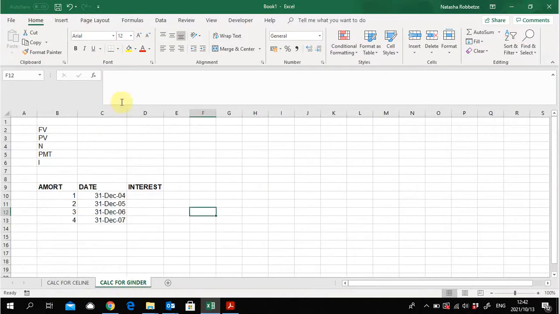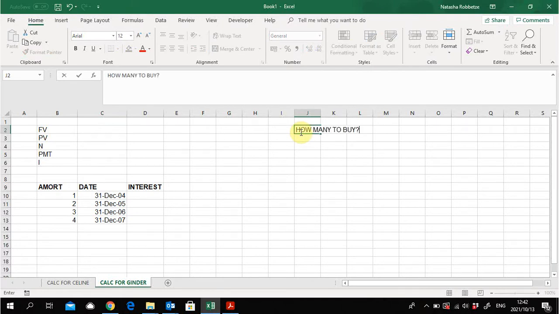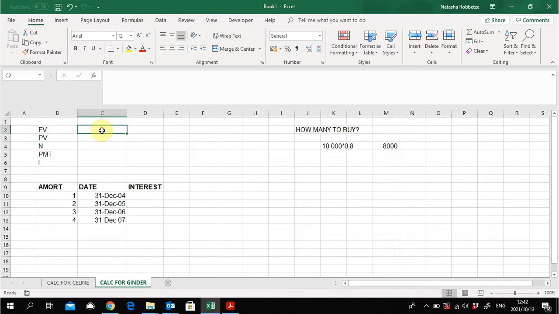For the future value of the Grindr company, we're going to say, all right, firstly, how many of the debentures did they buy? So I'm just going to first ask how many to buy. They buy 80%. So there was a 10,000 issuance at 80%, and that should be 8,000, if I'm not mistaken. 8,000 debentures that Grindr has purchased from Celine. So the future value will now be based on the 8,000 debentures and not all the debentures that were issued, because it will only be the debentures held by Grindr. So it's going to be the 8,000.